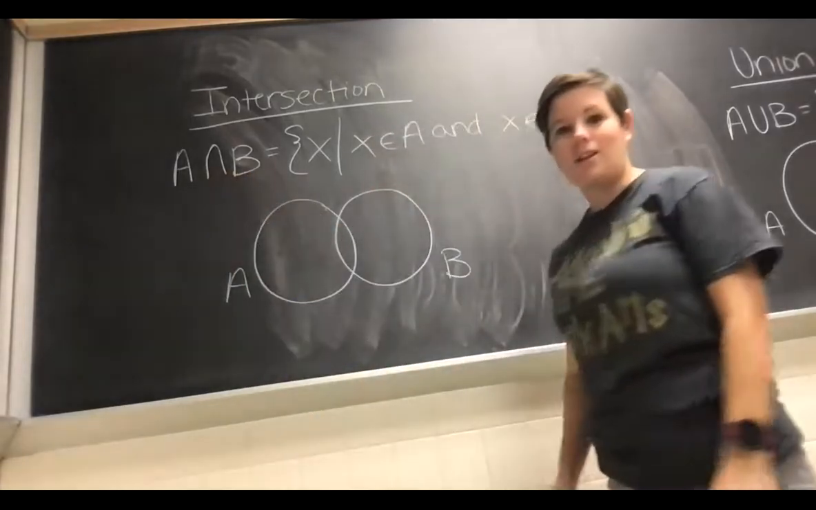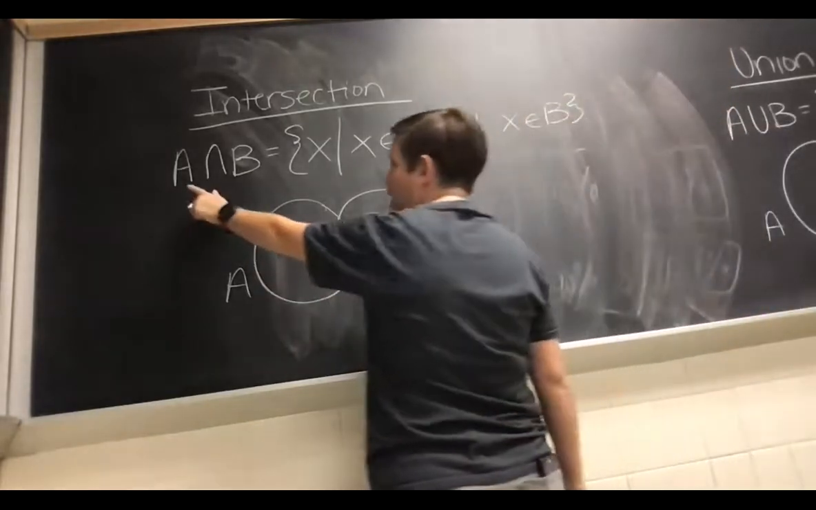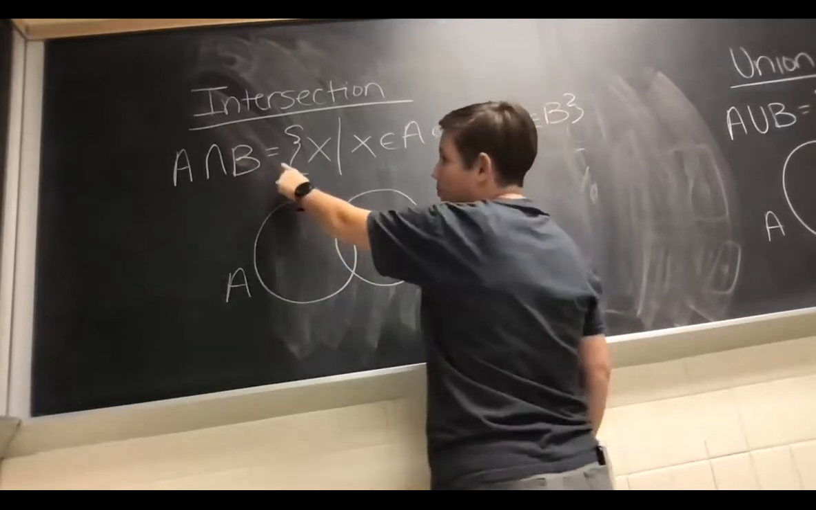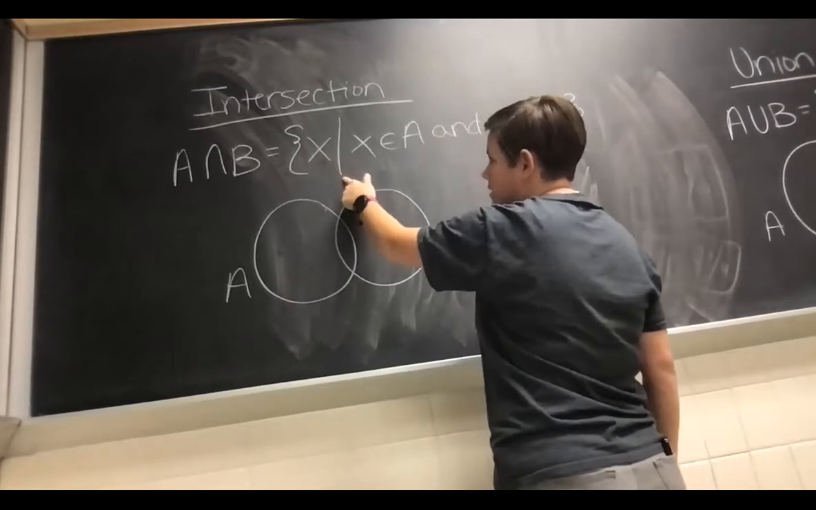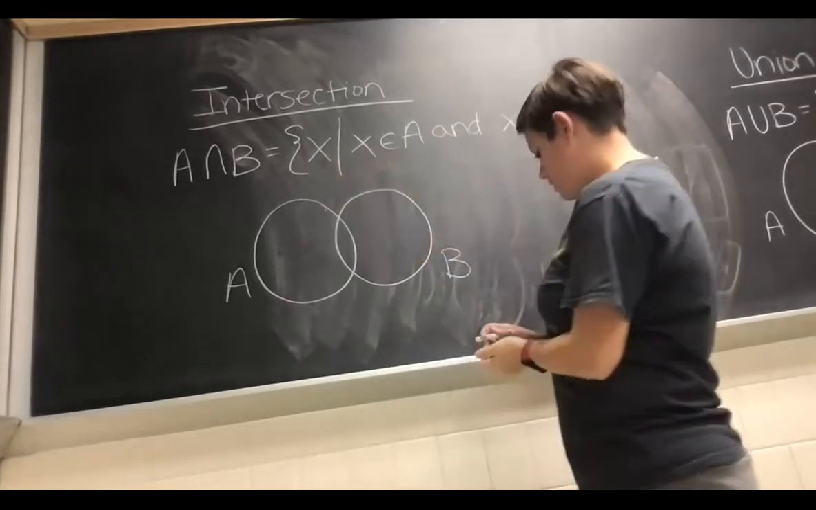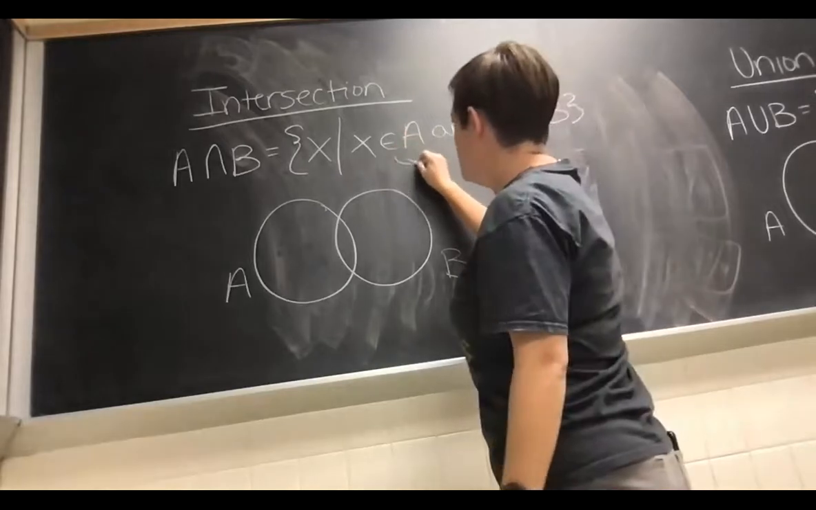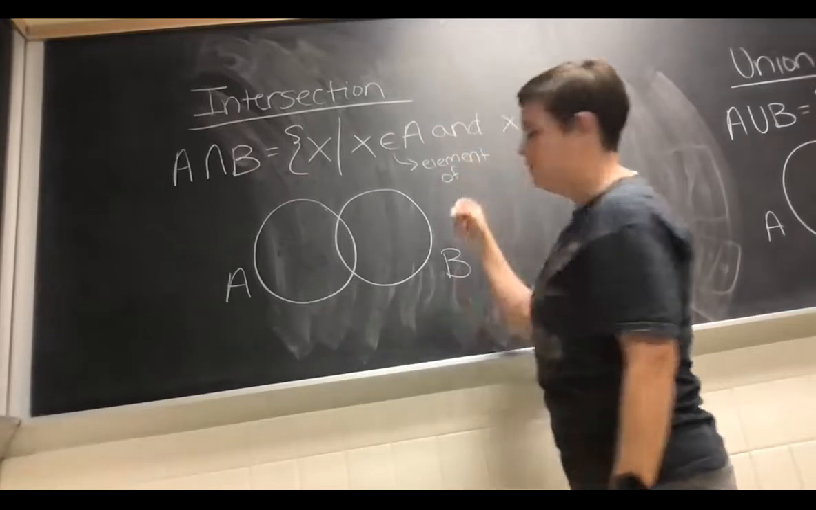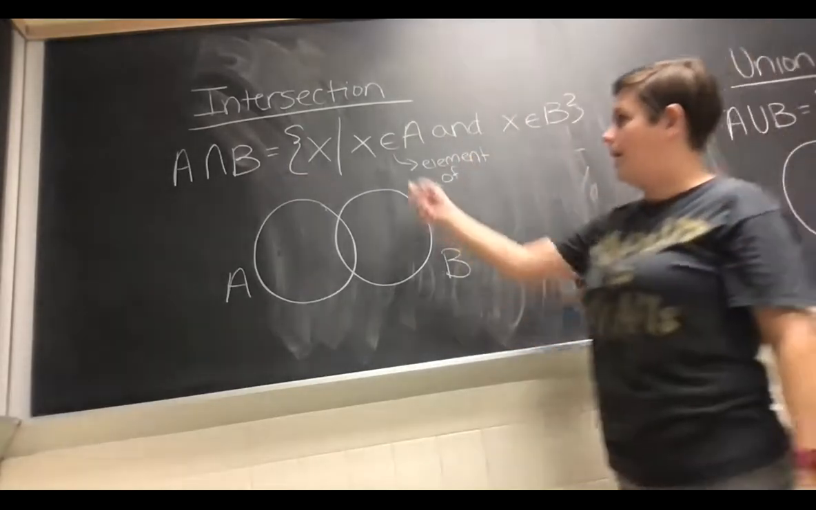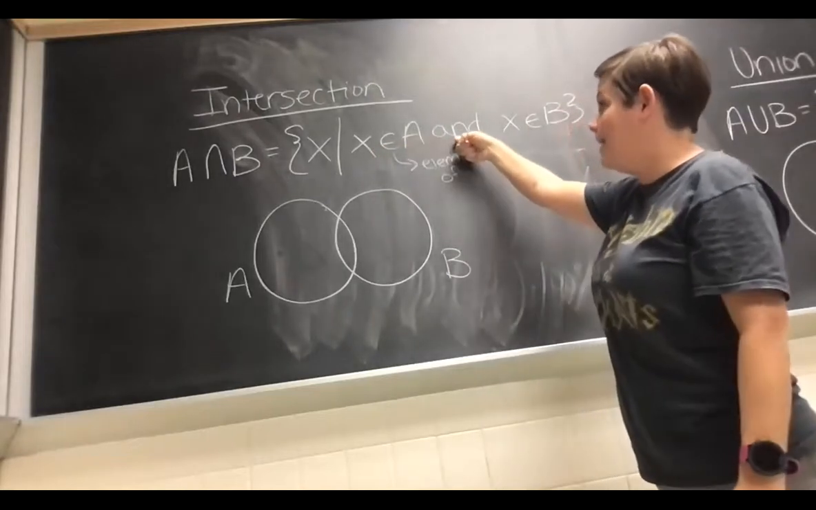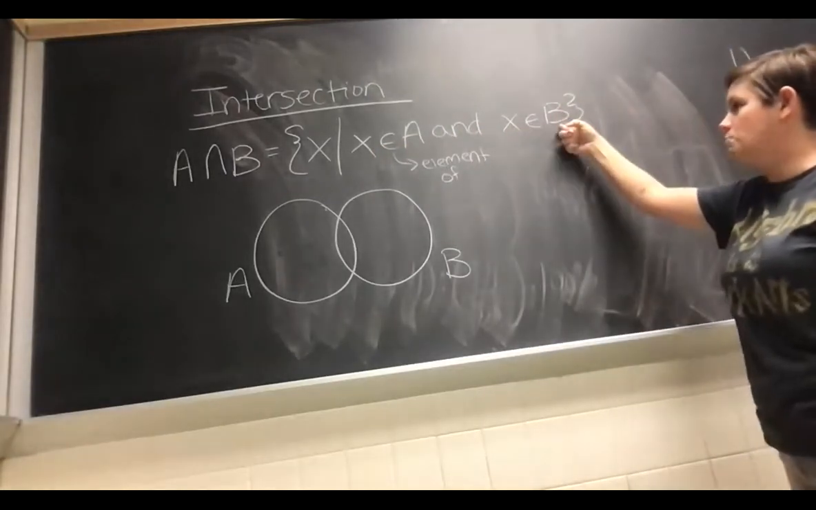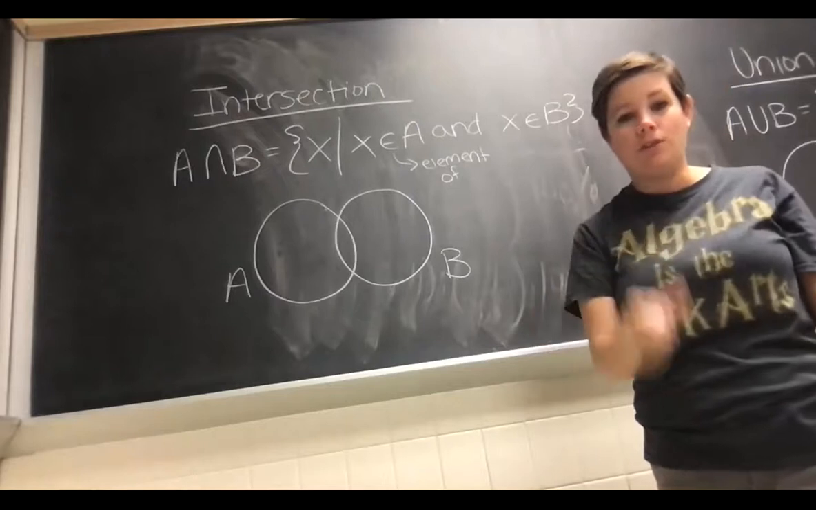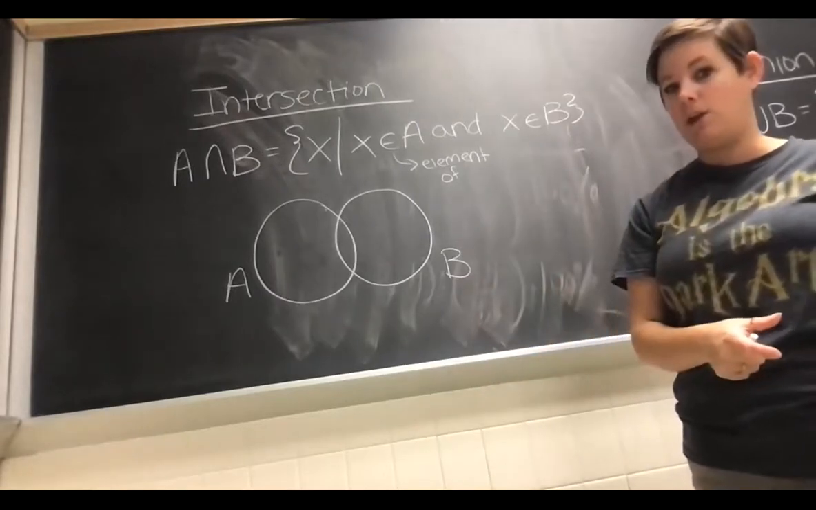This intersection sign is kind of like an upside down U. So A intersect B is the set, I'm trying to help you read math with words, is the set X such that X is an element of. This little weird E looking thing means element of. So X is an element of A and X is an element of B. So if you are in the intersection, then that means you are in both sets A and B, okay?